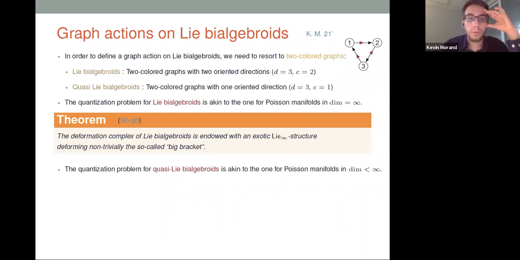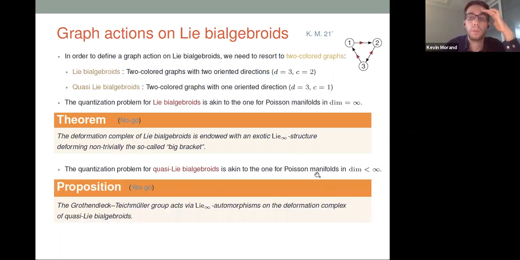So on the contrary, if we focus on quasi-DG algebroids, then since the number of directions is one less, it is more akin to the deformation quantization for Poisson manifolds in finite dimension. And in particular, it provides a nice new incarnation of the Grothendieck-Teichmüller group, which can be shown to act on the deformation complex of quasi-DG algebroids. So it doesn't act on DG algebroids themselves, but it acts on this generalization, which is quasi-DG algebroids.